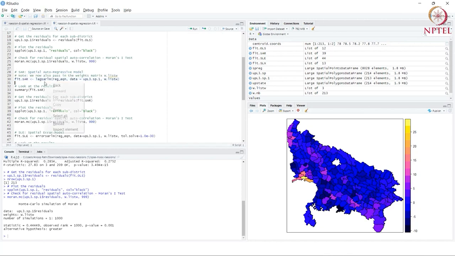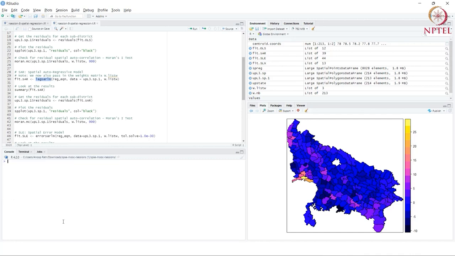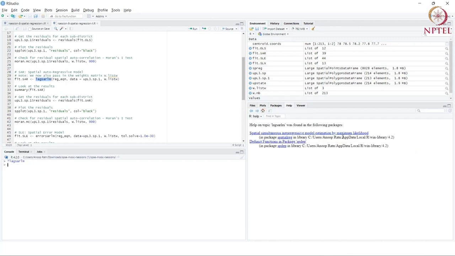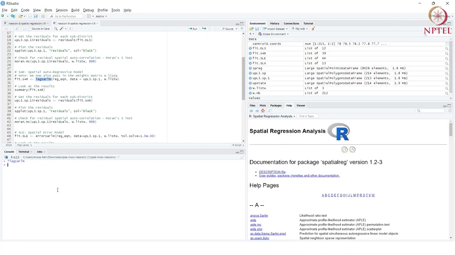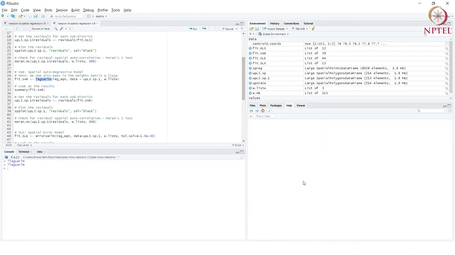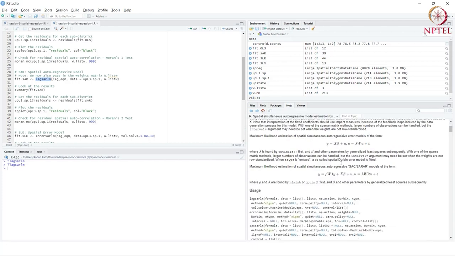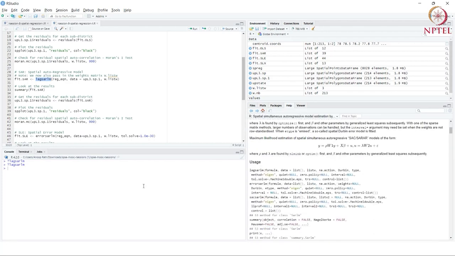The command to do that is lagsarlm. Lag means spatial lag, SAR means spatial autoregressive, LM means linear model. And this is available in the spatialreg package. You can look at the help file for this by typing this. You can look at the specification here. It gives you a little explanation and then shows you how to use it.